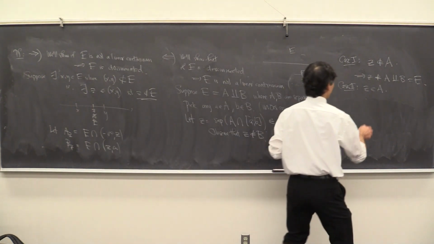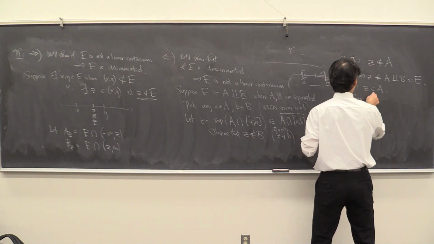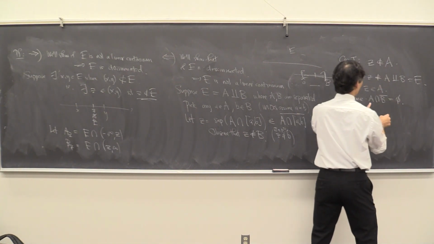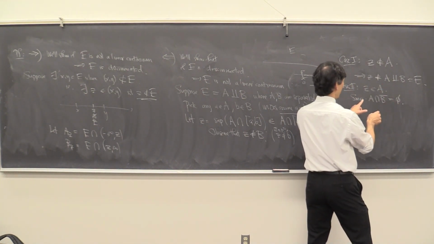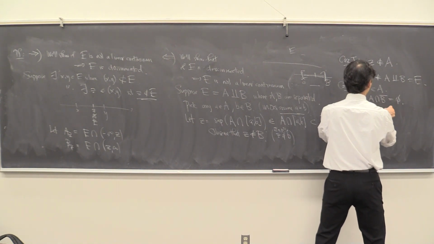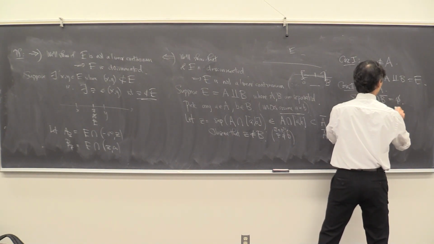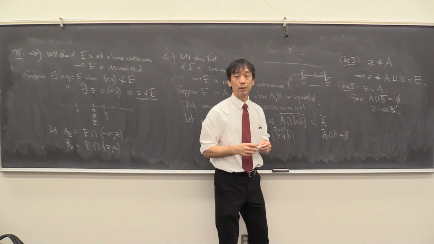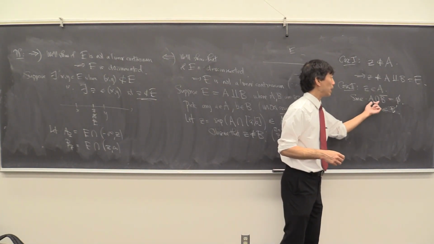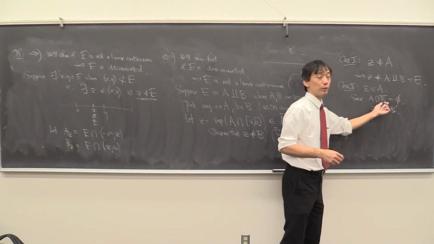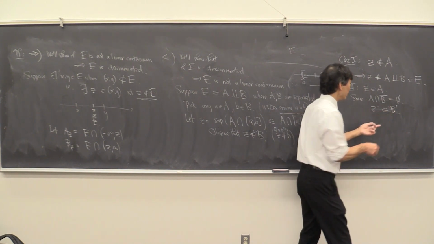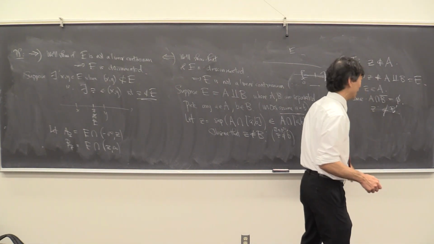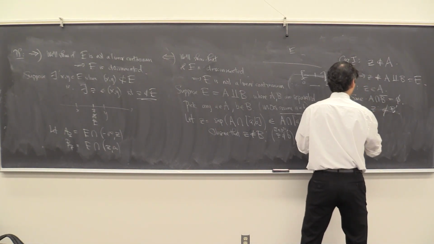In that case, since A intersect the closure of B was empty, we know that z is not a limit point of B, because it's in A, but A intersect the closure of B is empty. Not being a limit point, well, what does that tell you?